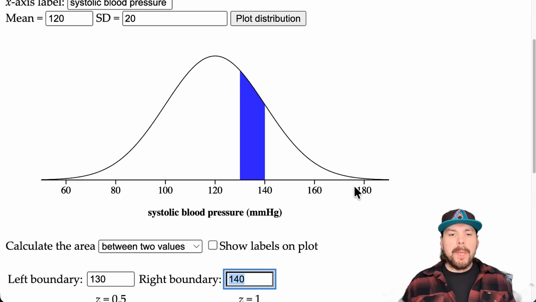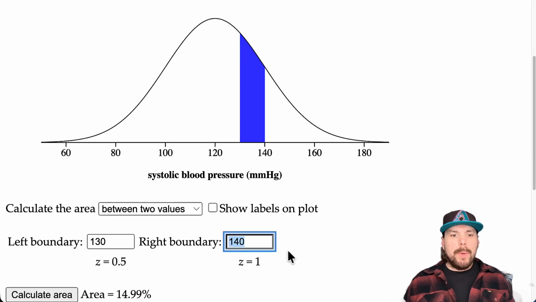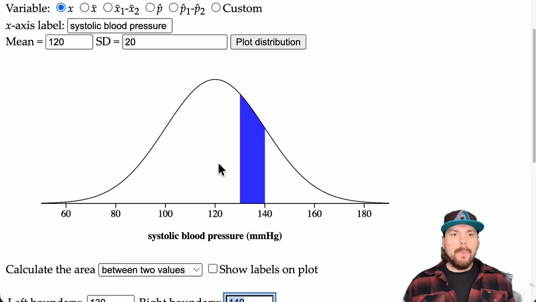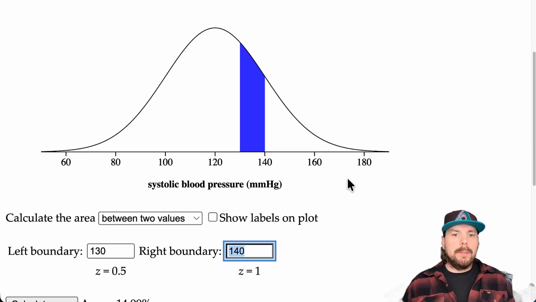At one point in time, before we had access to calculators on our phones in our pockets all the time, we actually had tables that would help us to find these percentages based on z, rather than having to plot this every single time.